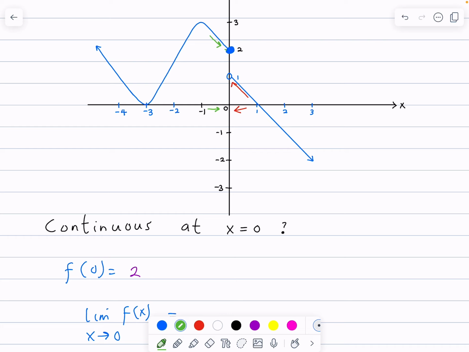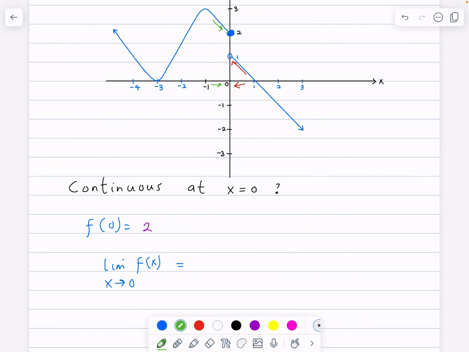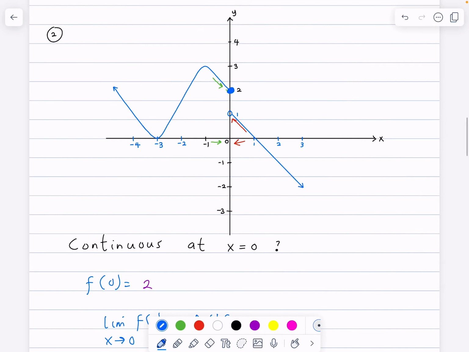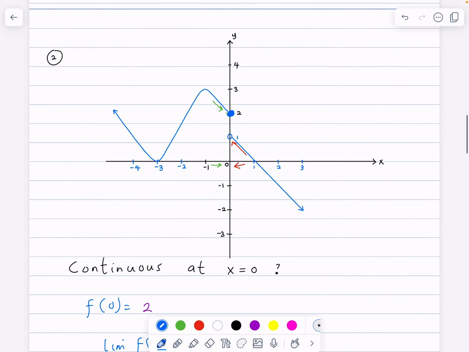So you see that the left limit is different from the right limit. In that case, since the left limit and the right limit are different, we say that the limit does not exist, DNE, because the left limit is 2 and the right limit is 1. So the limit does not exist. Okay? I hope with these two examples you understand how to find limits of a function using the graph.